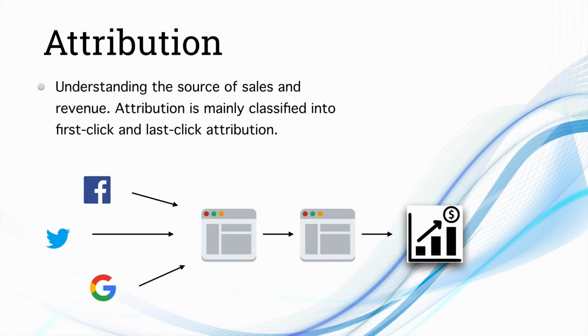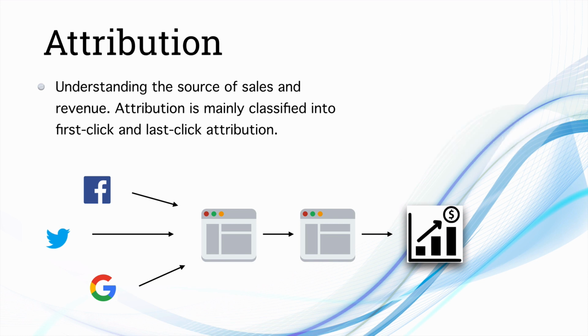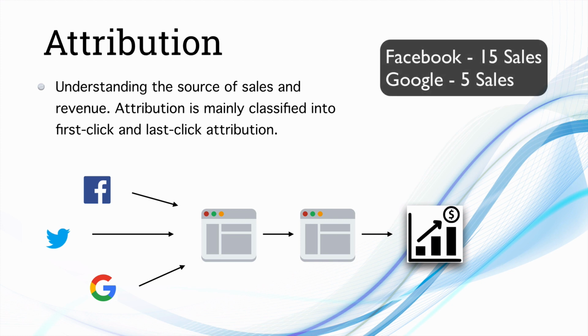The next one is attribution. Attribution is mostly used to understand the source of sales and revenue inside a funnel. Attribution is mainly classified into first click and last click attribution. We will be having a separate chapter about attribution. So if you consider 100 visitors are being sent to your website from Facebook, 50 visitors from Twitter, and 500 visitors from Google. At the end of the day, you have, let's say, 20 sales. You need to find out which source the sales happened from. Maybe all the 15 sales happened from Facebook and another 5 sales happened from Google search. So this helps you understand that no sales happened from Twitter. So this is first click attribution.